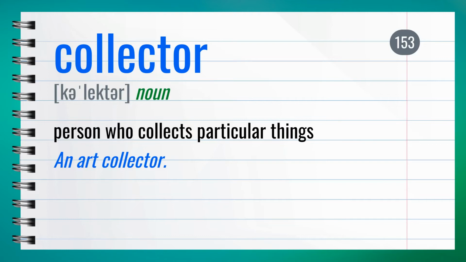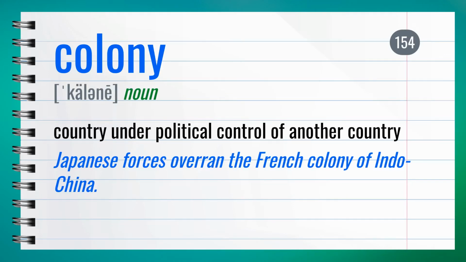Collector. Collector means person who collects particular things. For example, an art collector. Colony. Colony means country under political control of another country. For example, Japanese forces overran the French colony of Indochina.